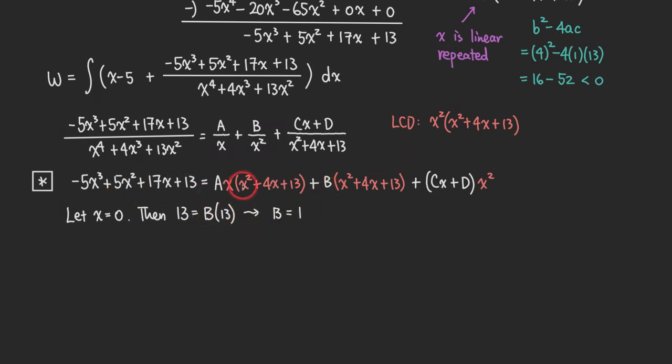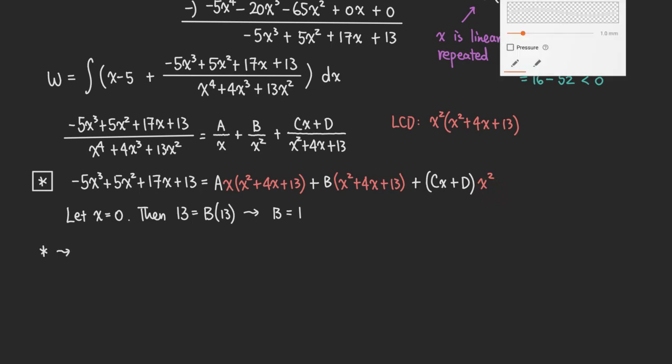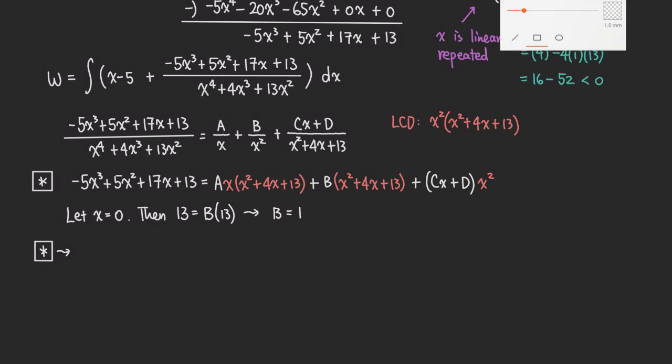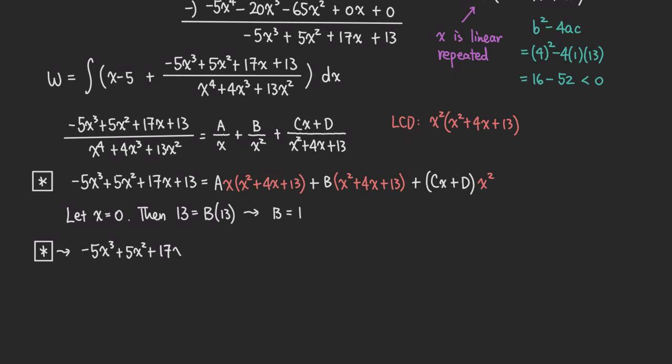Okay, now what's next? Well, you can plug the b back in here, right? And then the next step is to actually just, in this star equation, multiply everything out, right? So the star equation will actually give you this. So let's just multiply everything out. On the left side, we just copy. And on the right we are going to be getting ax cubed plus 4ax squared plus 13ax plus, now the b is 1, right? So just put the 1 in there, and then you're just going to get x squared plus 4x plus 13 plus, okay, this one distributes, so cx cubed plus dx squared. Okay, so now you get an equation that looks like this.